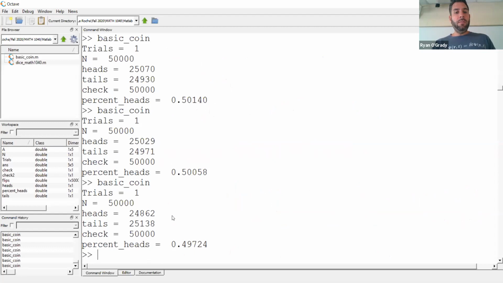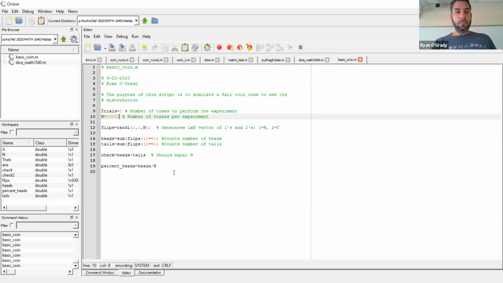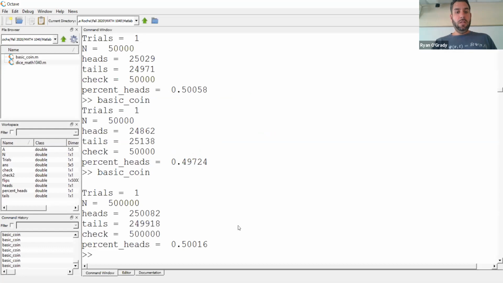And notice how many heads I got. I got 24,000 heads and 25,000 change in tails. So that's almost a 50-50 split. Now, instead of doing it 50,000 times, what if I did it 500,000 times? Now I'm going to flip a coin 500,000 times. You'll see now, look at how evenly the heads and tails are split.